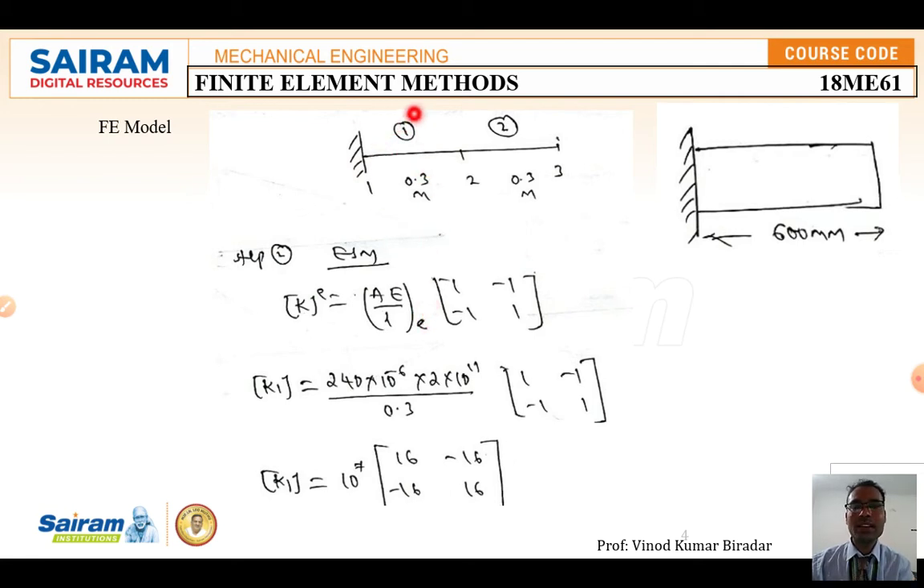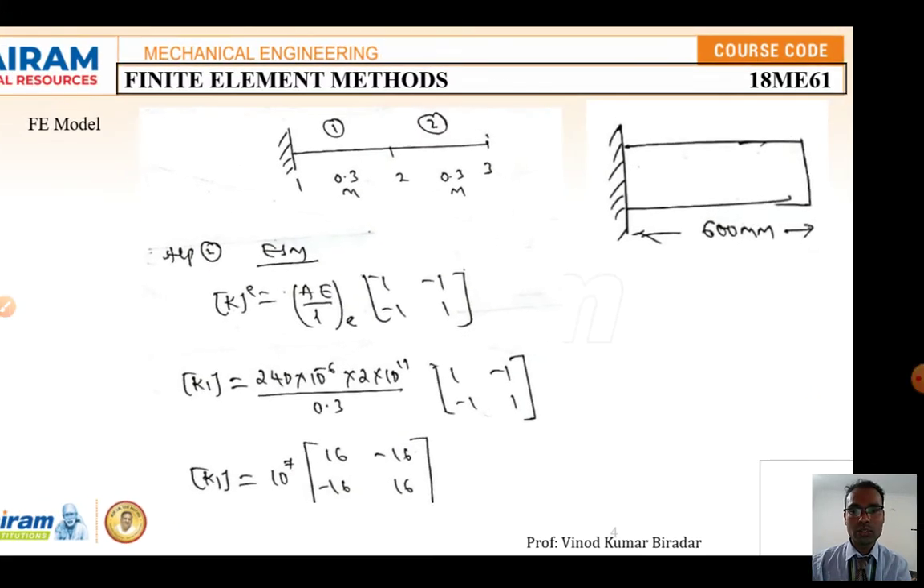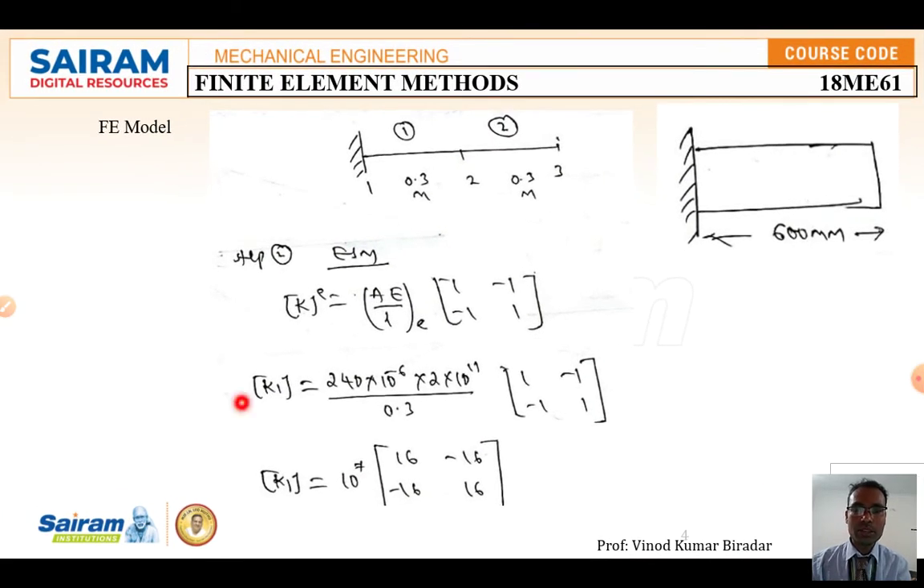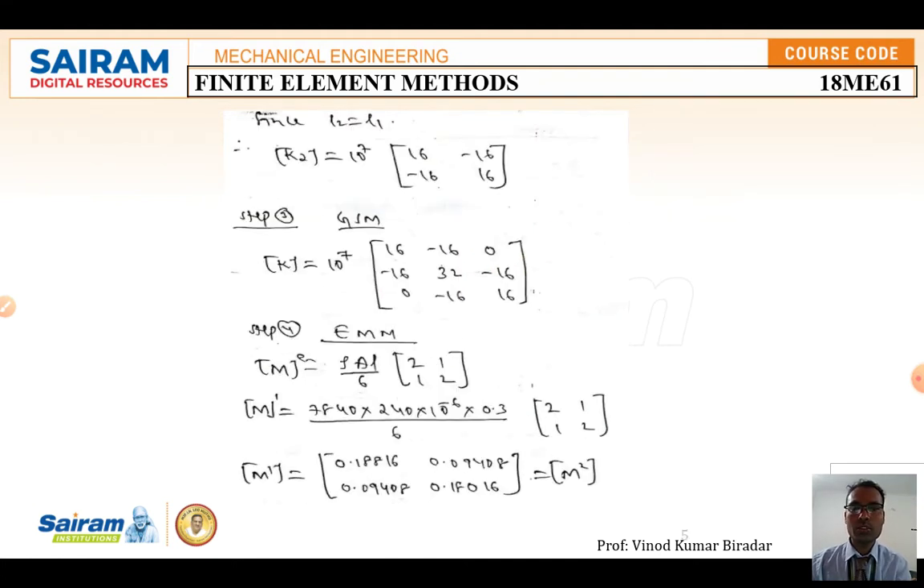Step number 2: again the same procedure. Calculate the element stiffness matrix for the first element, calculate the element stiffness matrix for the second element, and then calculate the global stiffness matrix. This is the formula we have. The element stiffness matrix for the first element, substituting the area, Young modulus and length values, is 1 minus 1, minus 1 1. Simplifying, 10 to the power of 7 times 16, minus 16, minus 16, 16. This is the k1 value. In this problem the length and area for both elements are the same, so k2 is also the same.